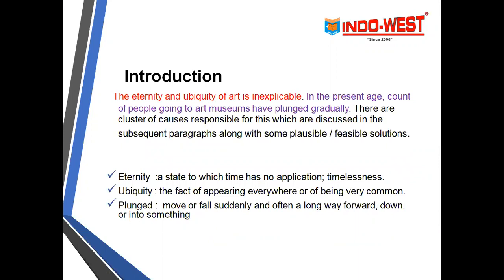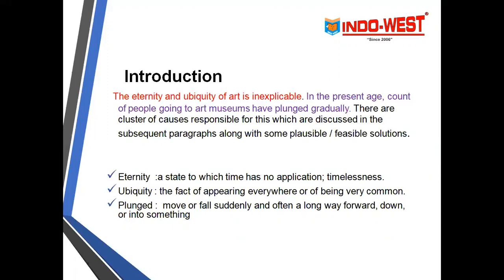So here is the introduction. The eternity and ubiquity of art is inexplicable. In the present age, count of people going to art museums have plunged gradually. There are a cluster of causes responsible for this, which are discussed in the subsequent paragraphs along with some plausible or feasible solutions. The first sentence is the hook statement over here. The second one is the paraphrasing of the question, which is in blue color, whereas the third one is the thesis statement.